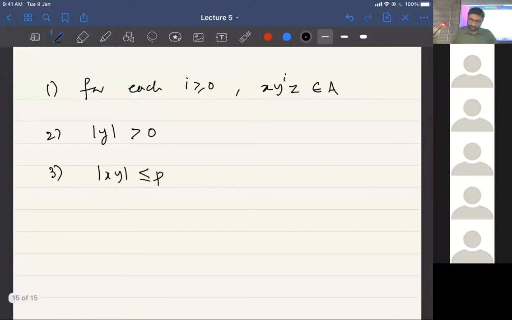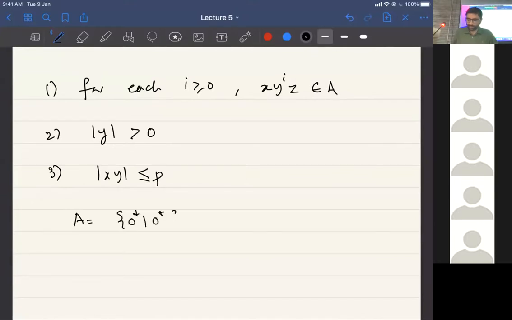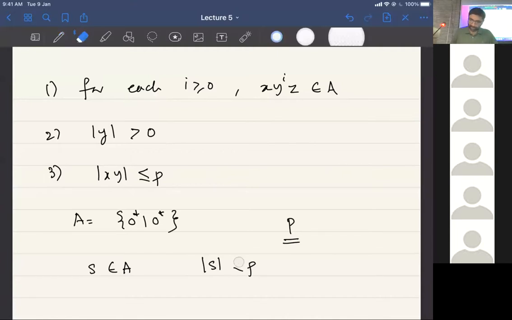Okay, so let me write the language. The language is 0*1*0*. It's an infinite regular language. So if it is an infinite regular language, we should be able to apply the pumping lemma. And if you are able to apply the pumping lemma, then there must exist a pumping length p such that we can find a string s in language L such that the length of s is at least p. Sorry, at least, not at most. Right? So we should be able to find such a string. So let's try to construct such a string.